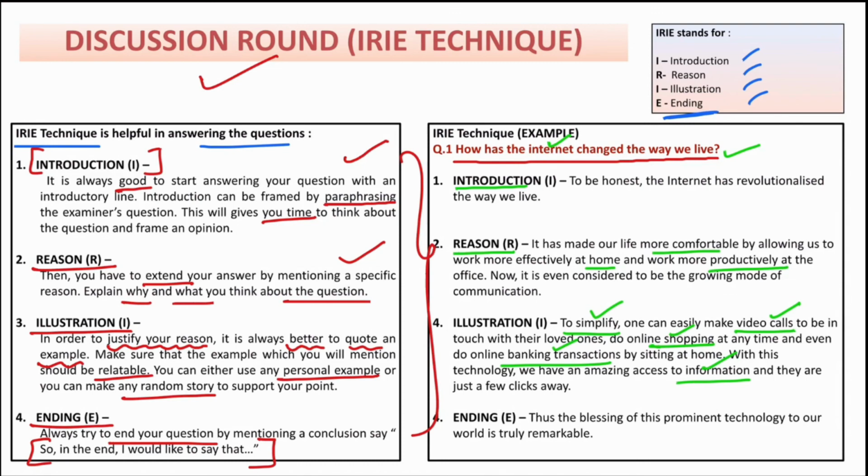So you can use 2 examples, you can use 3, you can use 4, 5, n number of examples, which will justify your reason. And then with a good ending, I have said that thus the blessing of this prominent technology to our world is truly remarkable. Just ended up with one sentence. That's enough in the introduction and the conclusion.